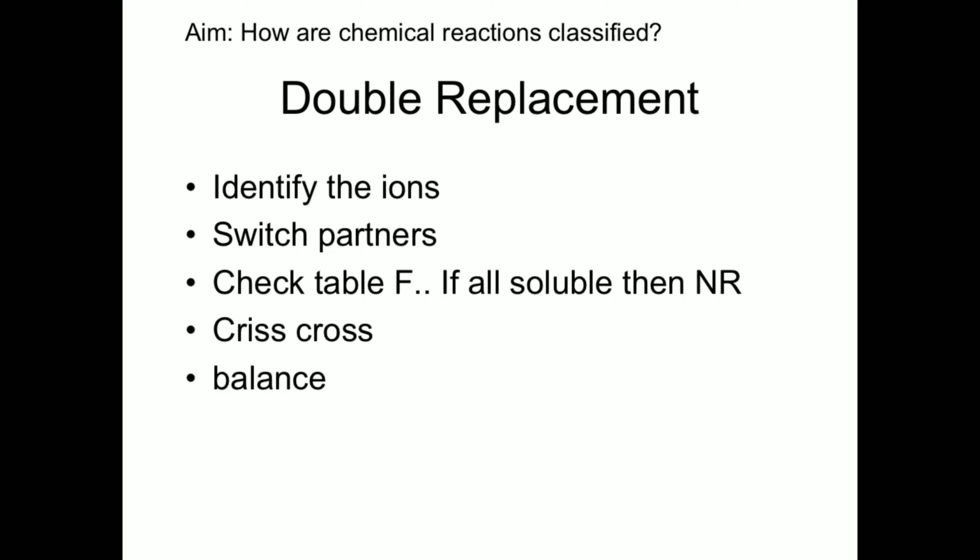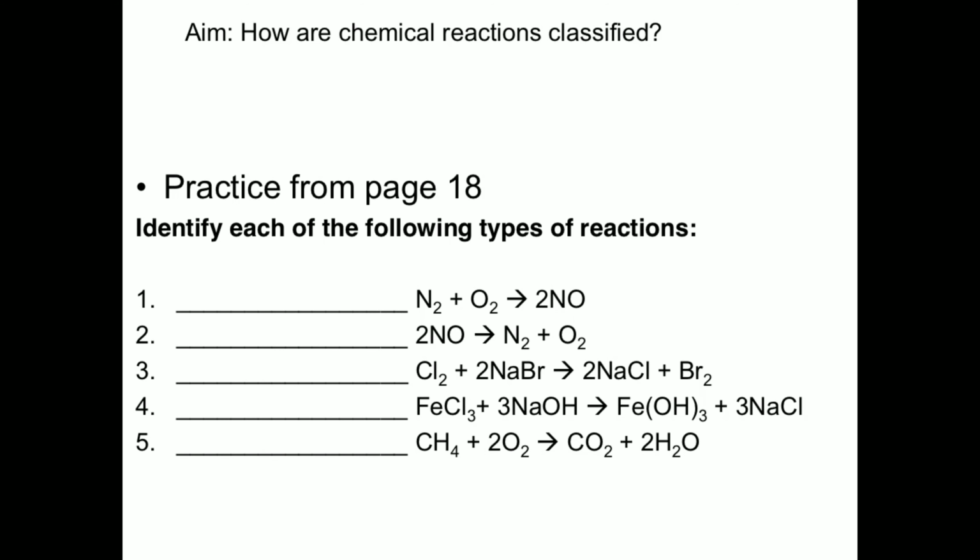As a recap, when predicting the products of a double replacement reaction, you should identify the ions, switch partners, check table F. If all of the products are soluble or aqueous, then there will be no reaction. Crisscross and balance. Now that we've identified the 5 major types of chemical reactions, see if you can classify these reactions below. This concludes Lesson 40.